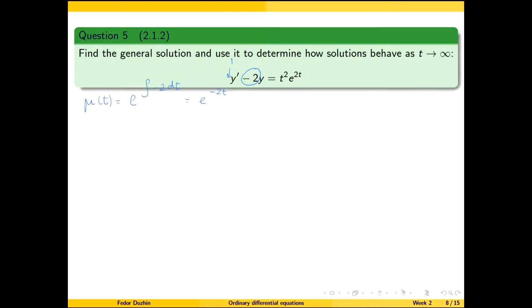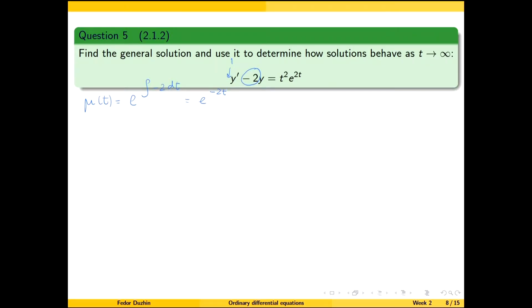Note that when we are finding the integrating factor, we are not going to use plus constant, because we do not need to find all possible integrating factors. It is enough just to find one integrating factor. If we add plus c, then we will just find all possible integrating factors for this differential equation, which we don't really need to bother with.